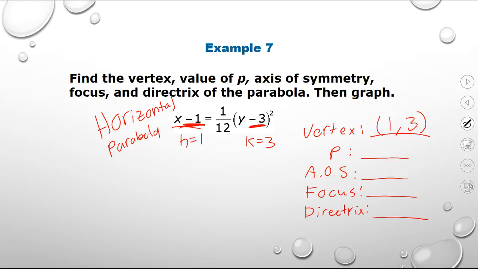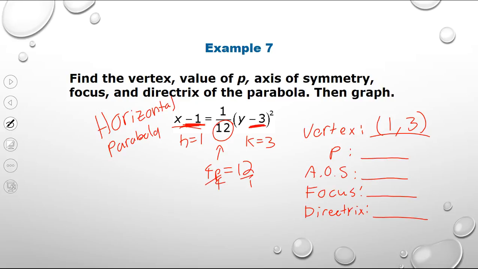Now p. Remember, the p is sitting in here. This is 4p. 4p is equal to 12. Okay? So 4 times what got us to 12? Right? I mean, you can solve it. You can divide it by 4 if you need to. But you'll see at the end of the day that p is equal to 3. So that must mean our vertex, the focus is 3 units away. The directrix is 3 units away. That's what the p stands for.